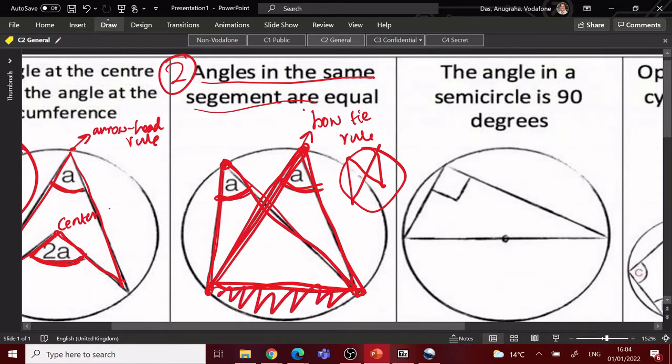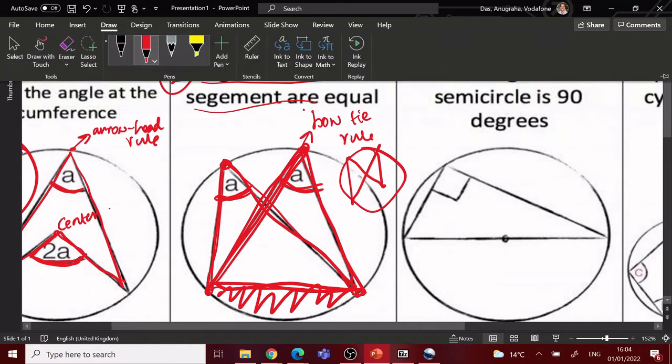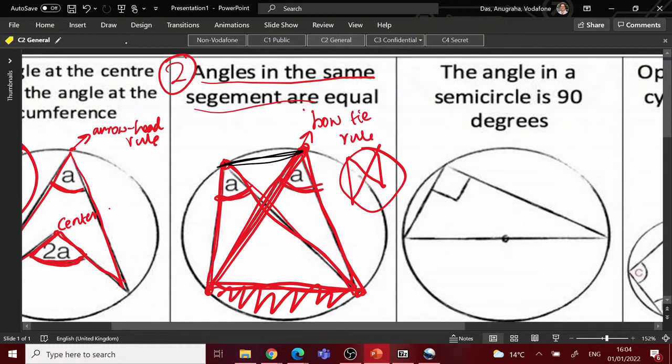By the same logic, you can say that these 2 angles are equal as well. As long as the shape is from one same segment, you can say the angles are equal. So this rule is angles in the same segment are equal.